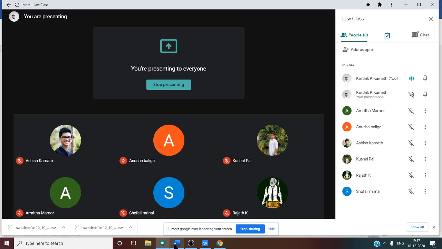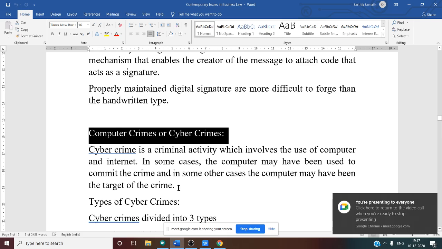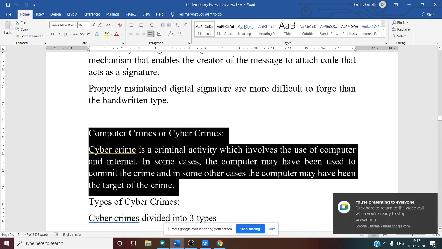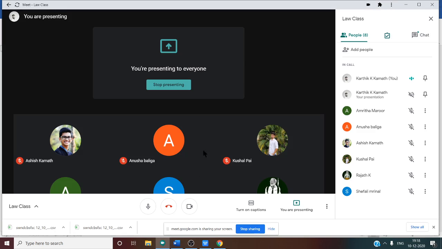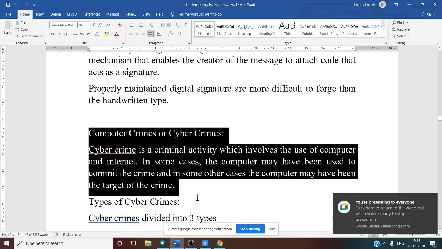So what and all cyber crimes are involved that we have to see. So what do you mean by cyber crime? Very important. Sometimes it is asked in examination for a 12 marks question. So that is why now we will discuss cyber crime. Cyber crime is a criminal activity which involves use of computer and internet.